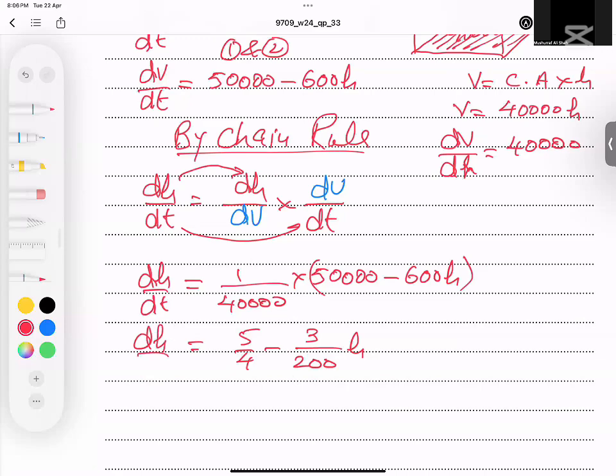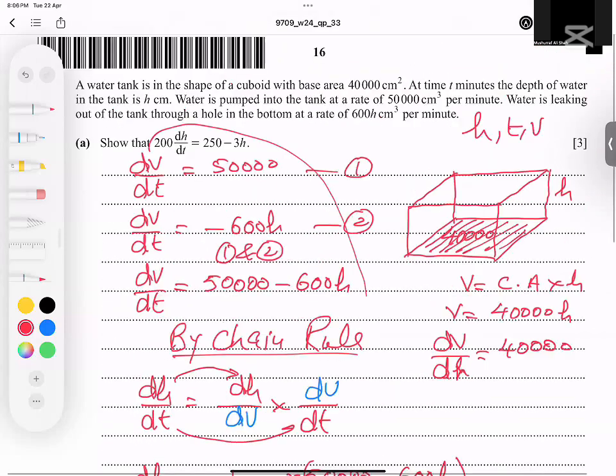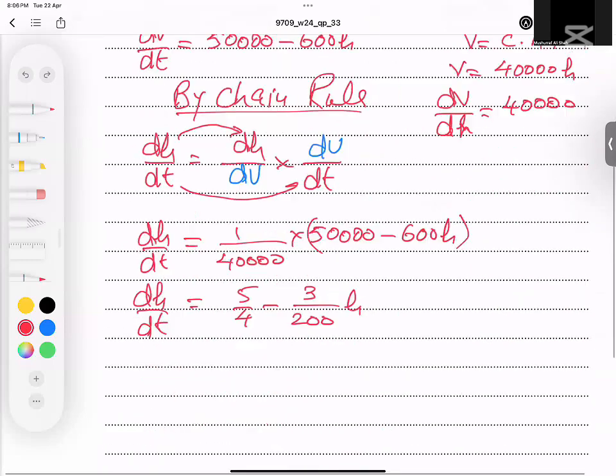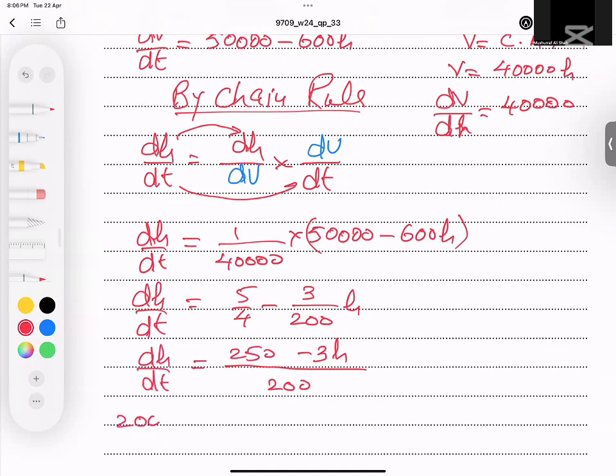But this is not my task to achieve, okay? My target is to get this one. So we have to take the LCM. And what is the LCM? 200. So 3H will stay as it is, and 50 times gives 250. Now I am eligible to cross multiply, otherwise it was not possible. 200 comes to the left-hand side, and I get this connection, 250 minus 3H.